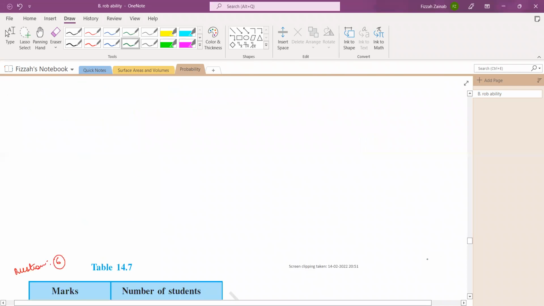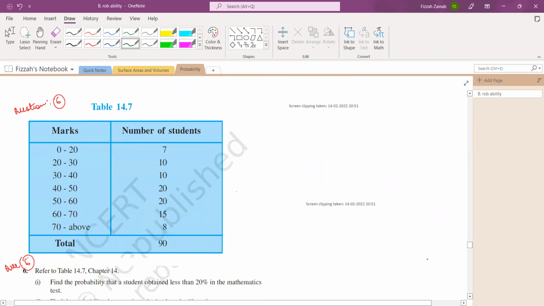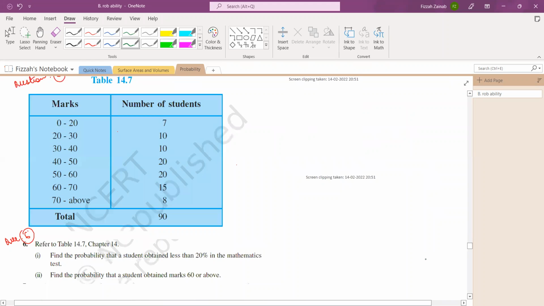All right. So next, I also left the question number 6 in the last class. This is the question. Now refer to this table 14.7. Find the probability that a student obtained less than 20% marks in mathematics test, right? Yes, ma'am. Okay, first, total number of students. How much? Ma'am, 90. 90, which you can see in the table.